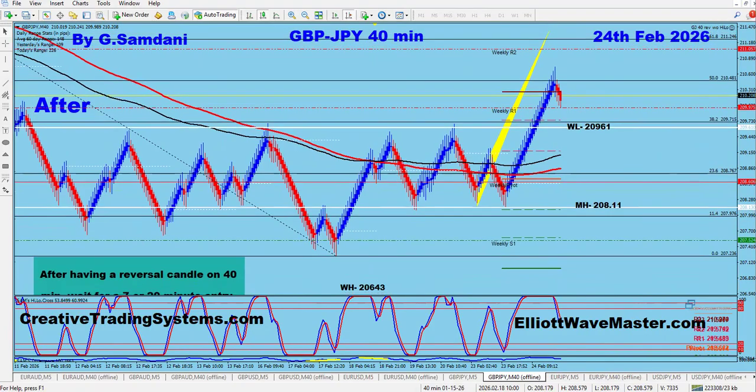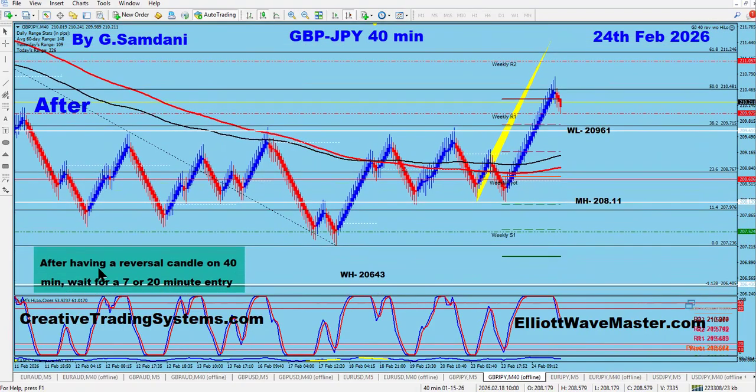So every 40-minute chart is written here after having a reversal candle on the 40. But not every candle. Not here, not here, not here. You can get that in the middle of nowhere. For example, this one is a reversal candle here, but this indicator is in the middle of nowhere, right? So we disregard that, right? If it is not at a level like this one, what the hell? It's not 61%, it's not 50%, it's not Fibonacci, it's not Elliott wave, all of that.